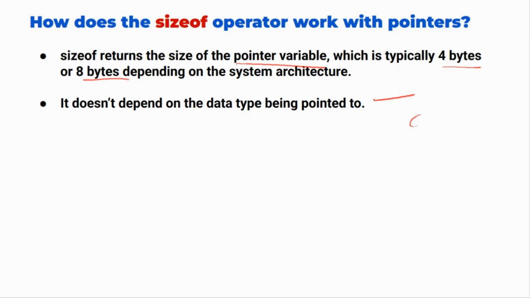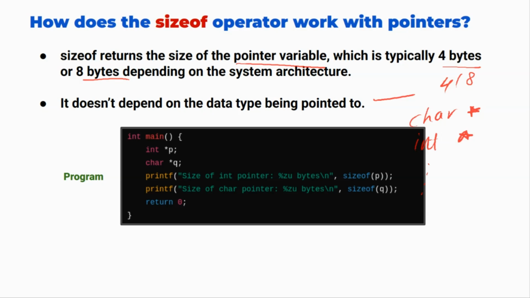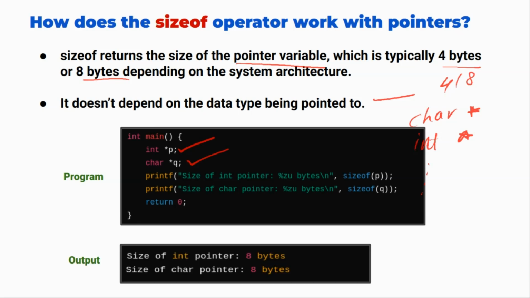For example, if you have a char pointer or an int pointer or any other data type pointer, its size will be 4 or 8 bytes depending on the system architecture. So here in this program we have an integer pointer int *p and a character pointer char *q. Size of int pointer and size of char pointer is 8 bytes on my platform.